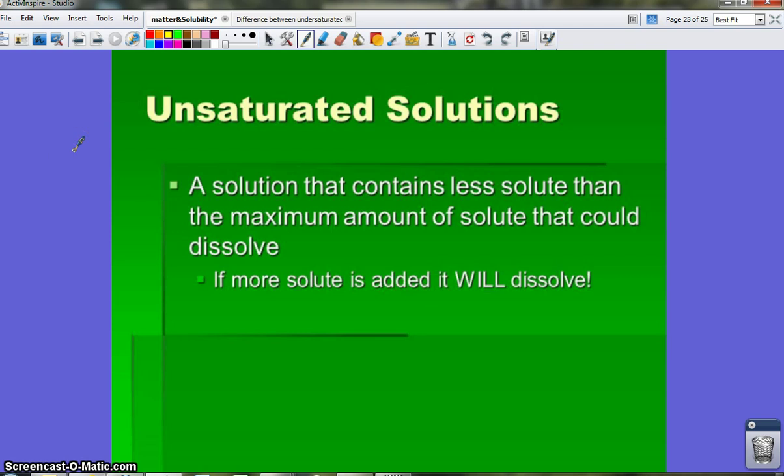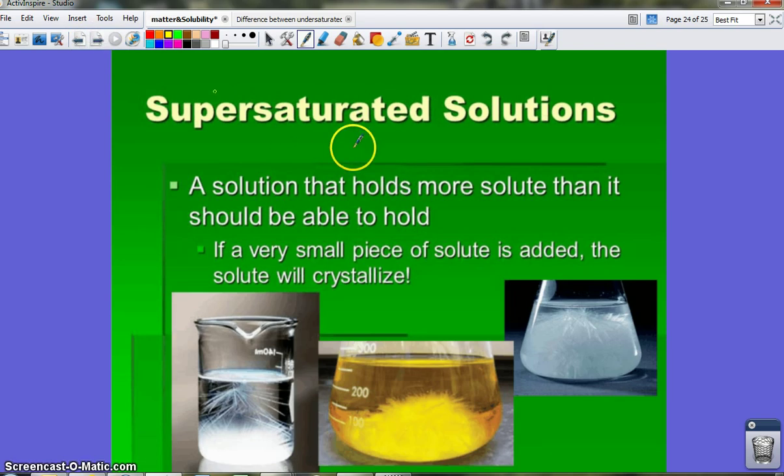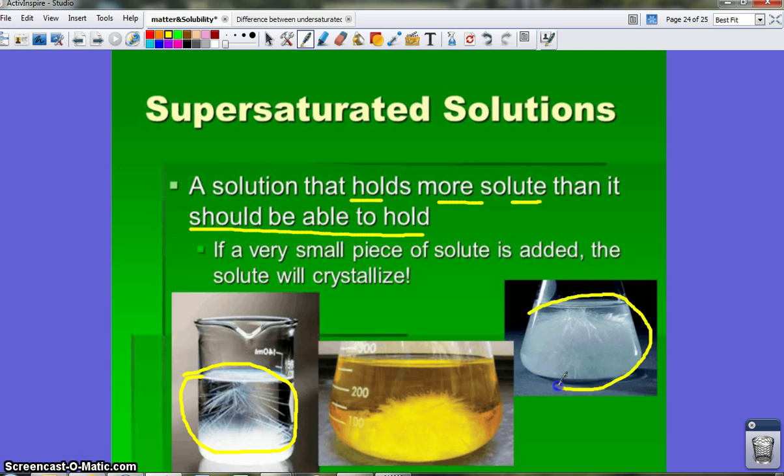Unsaturated means that, hey, Kool-Aid says, give me more, give me more, give me more sugar. It contains less solute than the maximum amount, so it can fit more. And then supersaturated holds more solute than it should be able to hold. And it does this because we changed its conditions, like we did in the lab. You should have seen some of the beakers looked like this. We had some crystallization happening because we fit more solute in than we should have because we increased the temperature. And when the temperature came back down, it solidified.